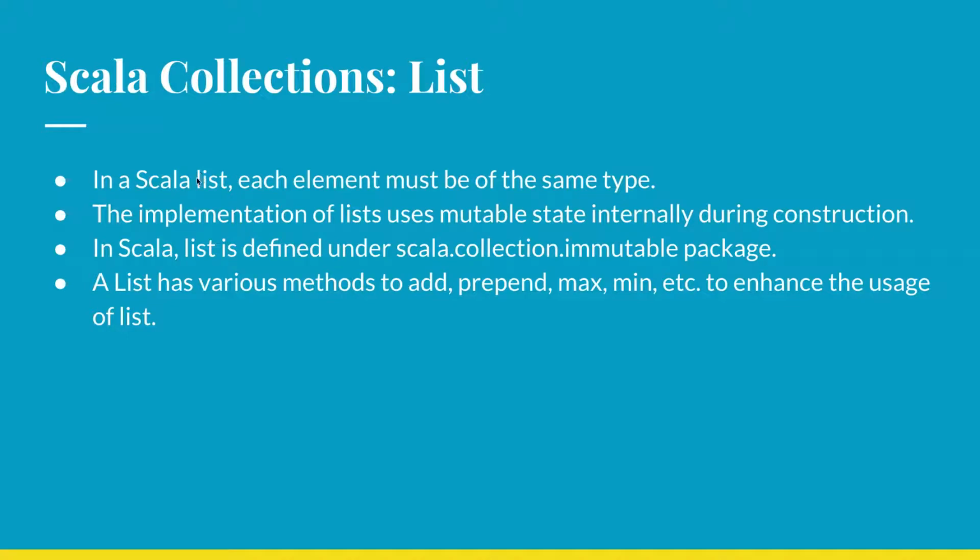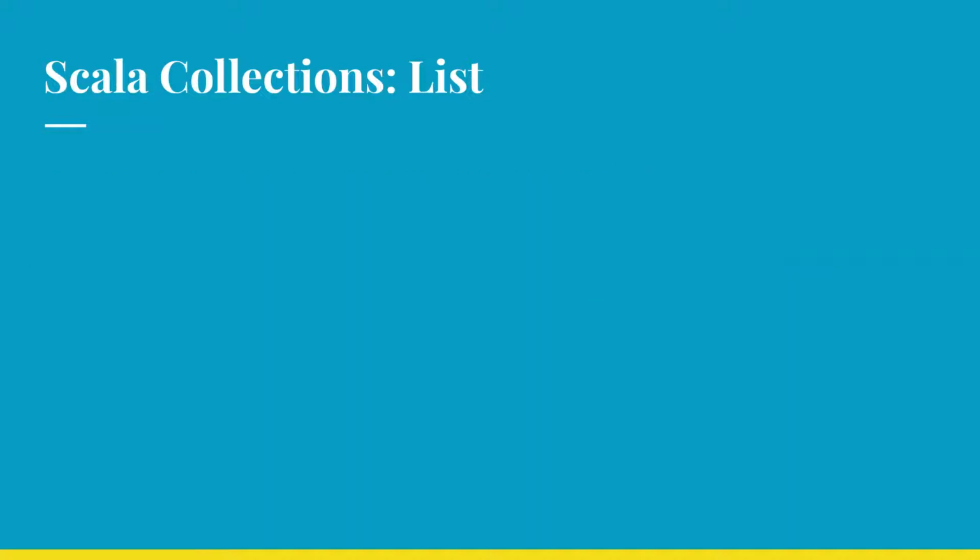So, collections in Scala: each element must be of the same type. This is very important. Now, the implementation of lists uses mutable state internally during construction. In Scala, the list is defined under scala.collection.immutable. And then we also have a list of various methods, and we'll maybe talk about some of these: add, prepend, max, min, to enhance the usage of the list.